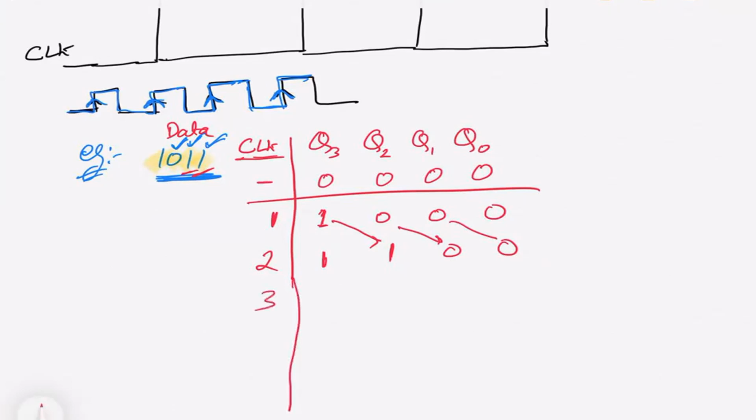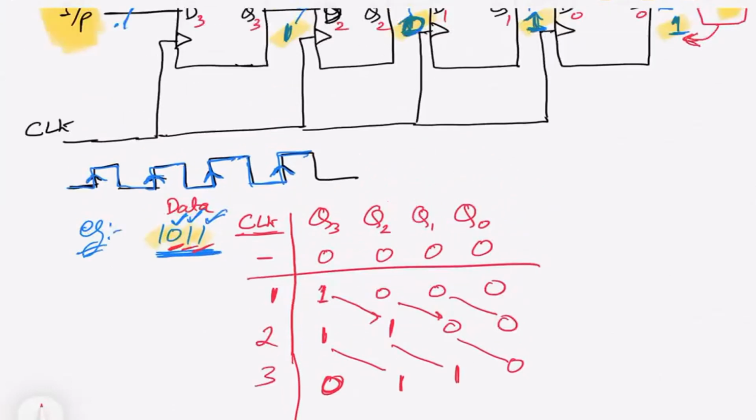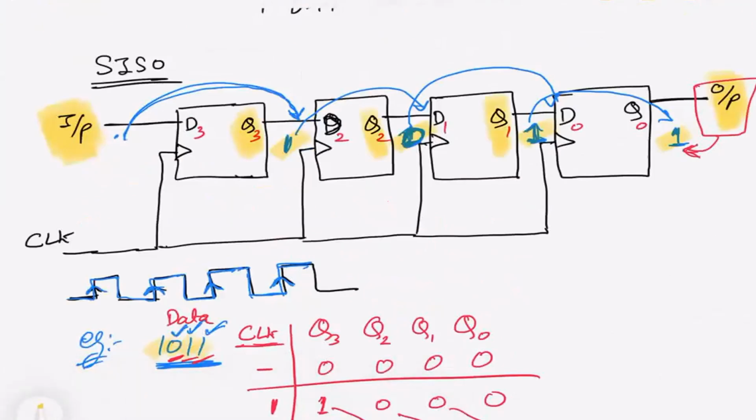Now, if we apply the third clock pulse, this 0 will get shifted to this place, this one will get shifted to this place, this one will get shifted to this place, and we will get a new bit, which is 0, at our intermediate location of Q3. So Q3 is at this position, Q2 is here, Q1 is here, and Q0 is my final location or final output position.